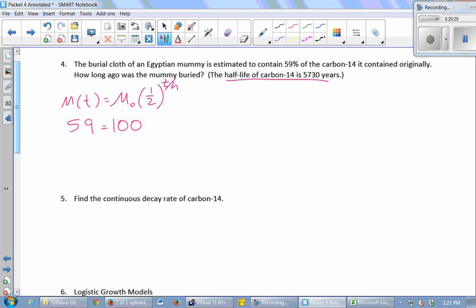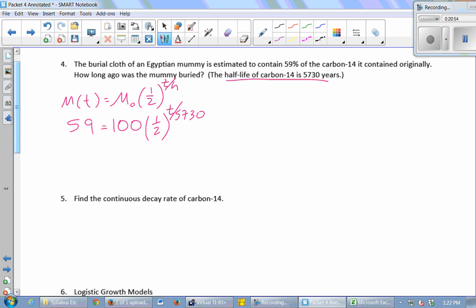And then I copy my 1/2. T is the independent variable, so I'm going to leave it. And H is the half-life, 5,730 years. Then we just want to solve for t. That will tell us how old this thing is, so it makes sense that t is the variable we're solving for. Now let's get a little practice with solving an exponential equation, which we learned how to do last class.